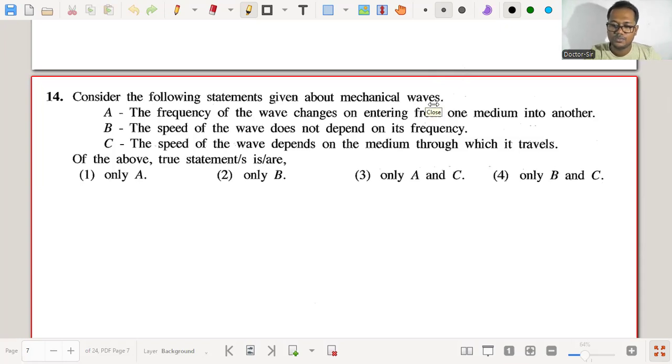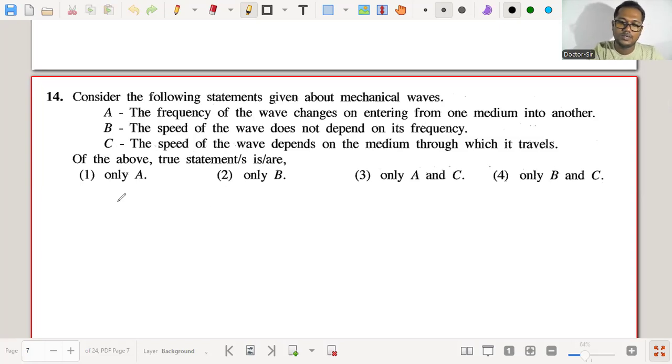No issue. Right. Okay. So I'll go for a discussion part now. So consider the following statement about the mechanical wave. The frequency of the wave change on entering from one medium to another medium. Right. So what's happened? You should know here.